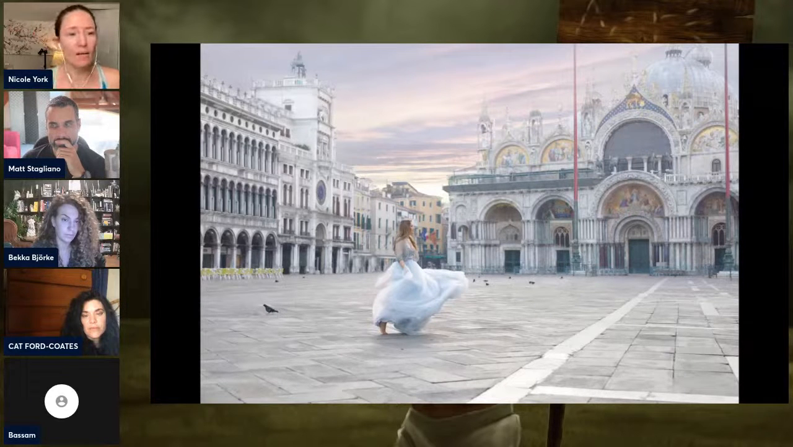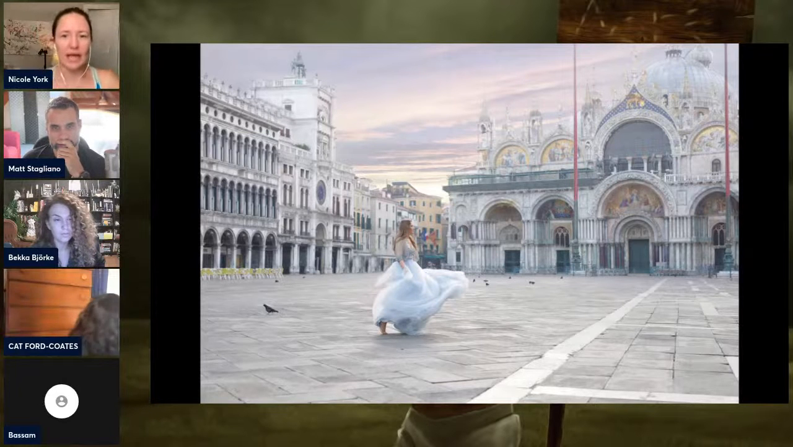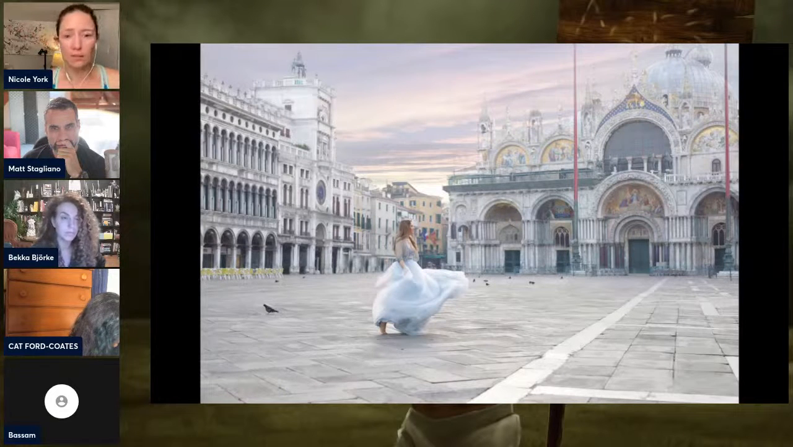Yeah. So Becca, Matt, I would love to hear your thoughts on, for images like this, when we have a kind of extraordinary environment, how that can play into what we're trying to say about our subject.